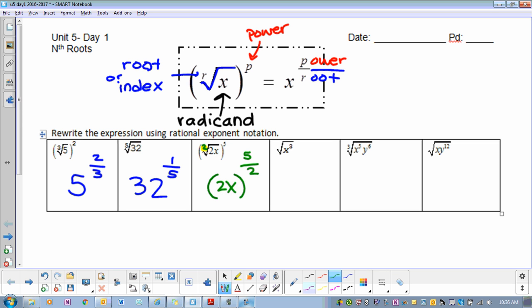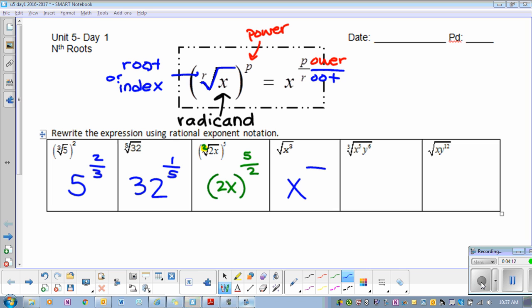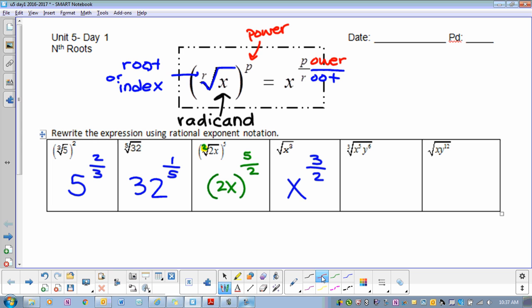Now you guys try the next one. All right, this one should be x to the, what's the power on this x? 3. And what's the root? Oh, 2. Right? If there's no number written there for the root, that means it's a square root. It's a 2. So it's still a power regardless if it's in the parentheses. We put this one, the 2x, in parentheses, because there was more than one thing inside the radical.